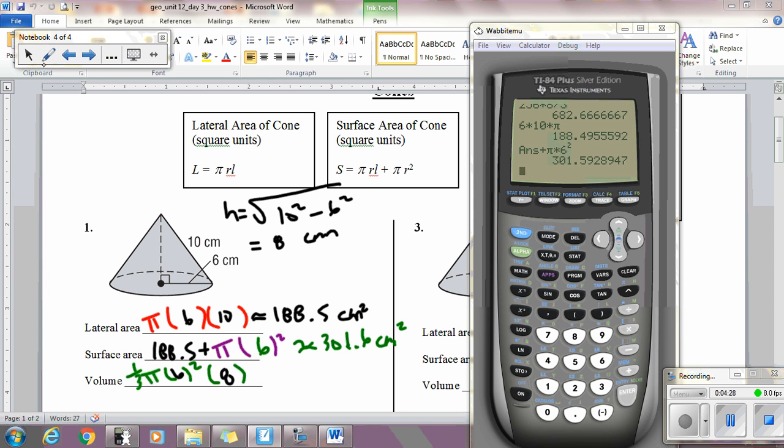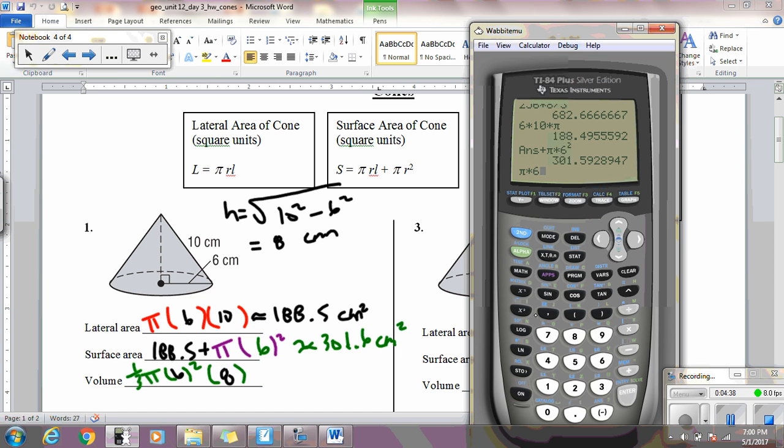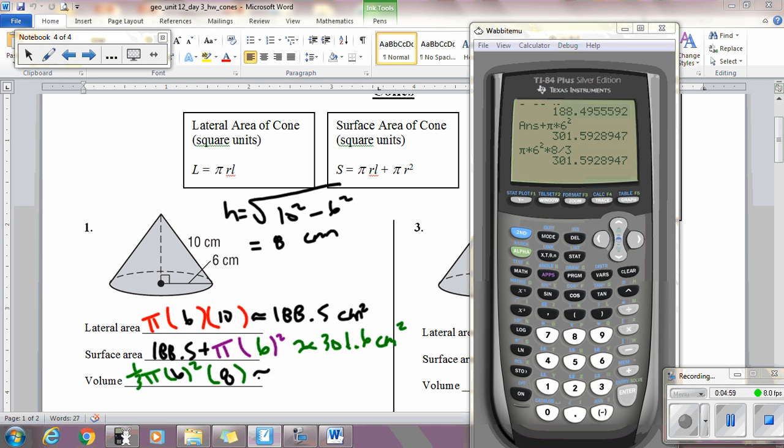Now we're going to put this all in the calculator. So that's pi times 6 squared times 8 divided by 3. And you get roughly 301.6 again. But this is for our volume. So we label it centimeters cubed.